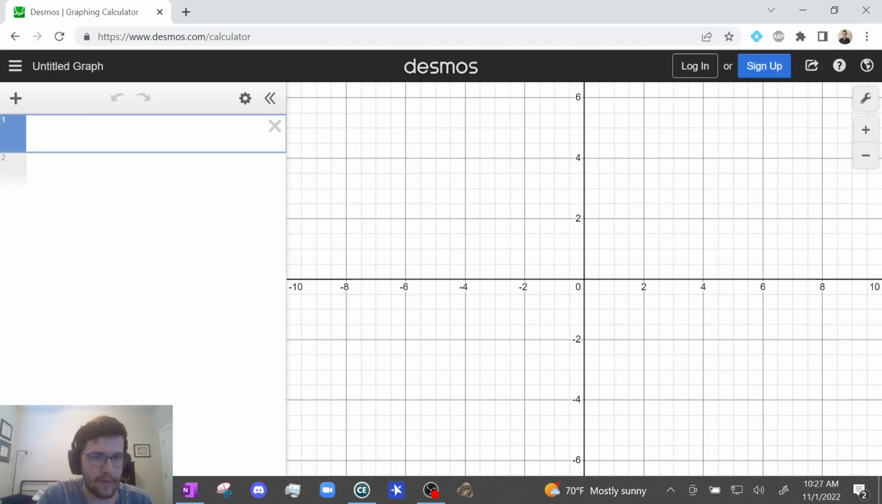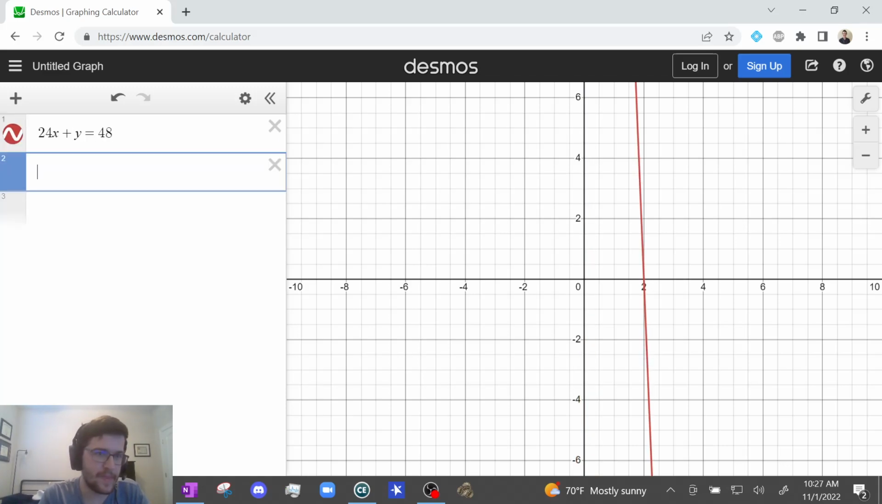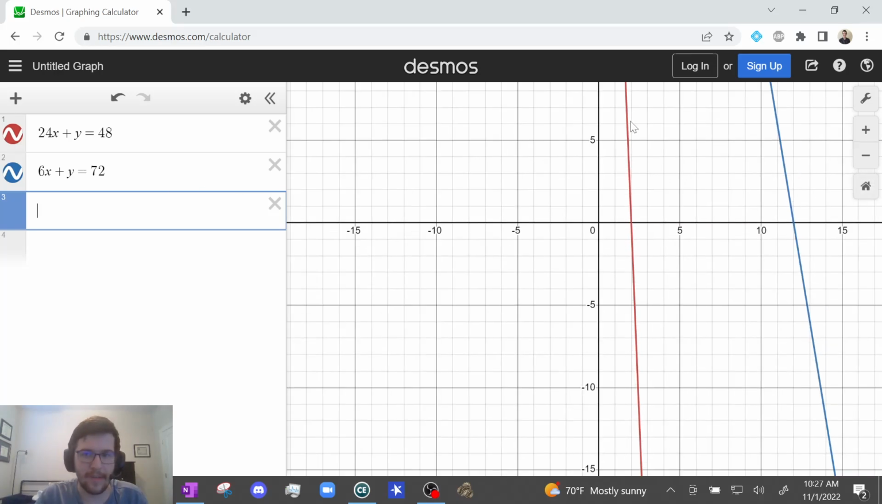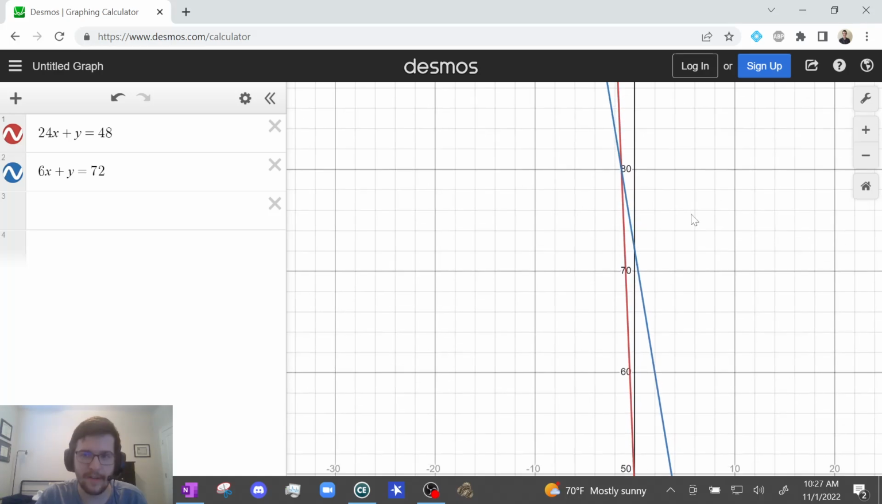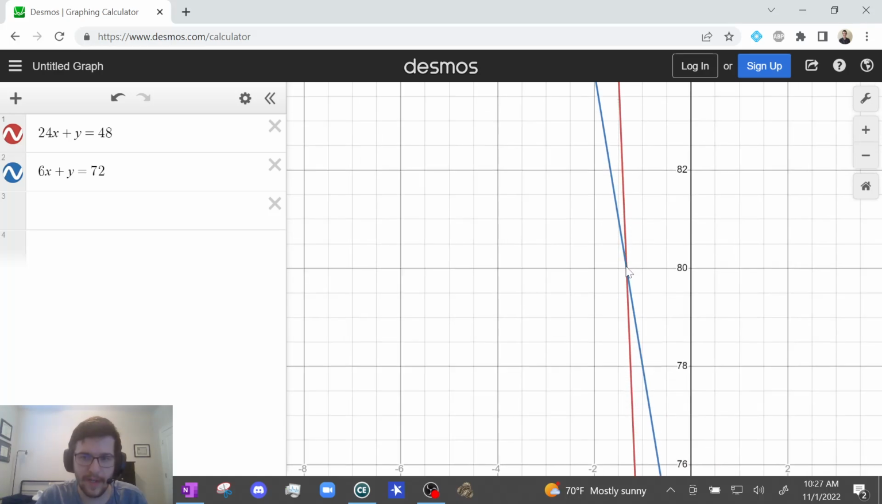So we don't even need to get y by itself. So 24x plus y equals 48, and 6x plus y equals 72. And now I'm going to zoom out. Oh, it intersects over here. Let's go over here. Click on it.